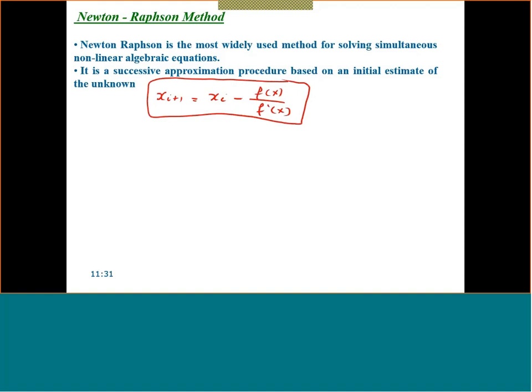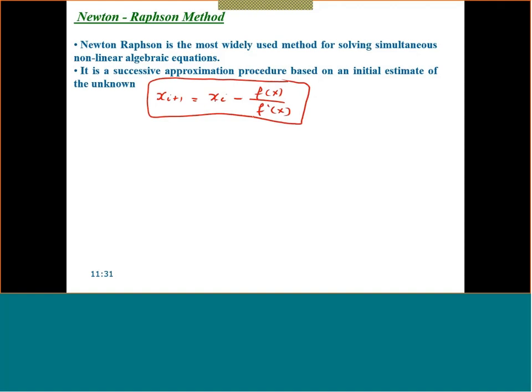Now, this is for one variable only. Now, we will have n number of equations, so we'll have n number of variables. So x now will not be a number. Instead, it will be a vector, and x of i will also be a vector. And here, f prime of x will not be a number, but it will be a matrix, and it will be an inverse of a matrix.